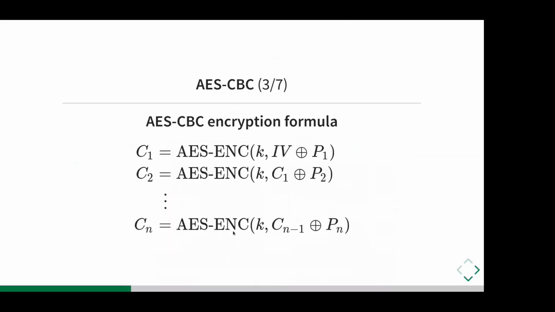And so this is the encryption formula. The first ciphertext block is obtained through the AES encryption block, which takes in input the private key and the output of XORing the IV with the first plaintext block. And this is the same for all the others.